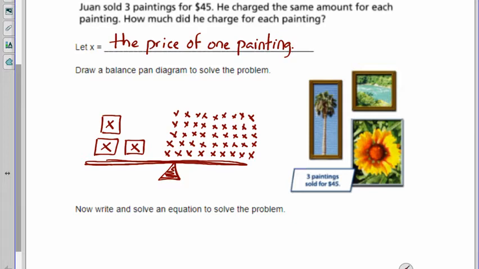Now I want to write and solve an equation. So let's see, we have 3 groups of x. 3 times x equals 45. And then you want to say to yourself, how do I undo a times 3? Well, the inverse of multiply, what undoes multiplication, is division. So I'm going to divide by 3. I can do that if I do it on both sides of my equation. And times 3 divided by 3 leaves me just x. And 45 divided by 3 is 15. So each painting was $15.